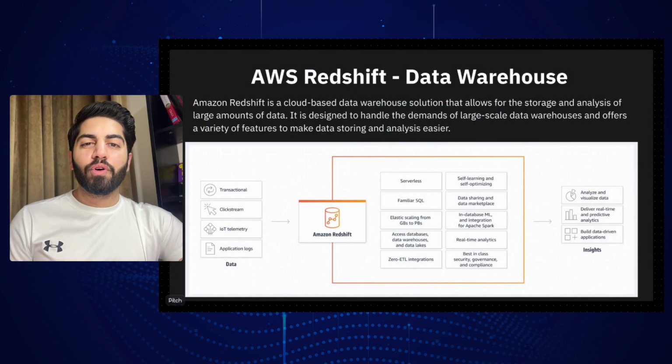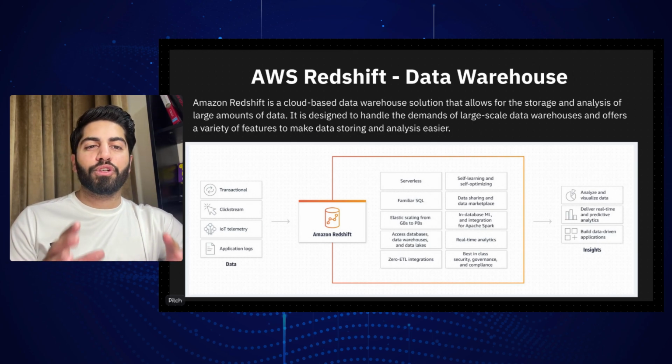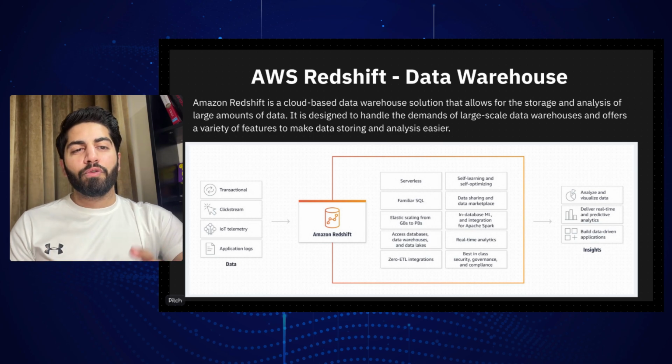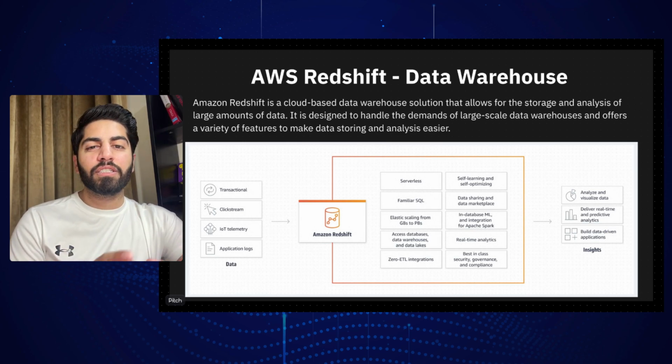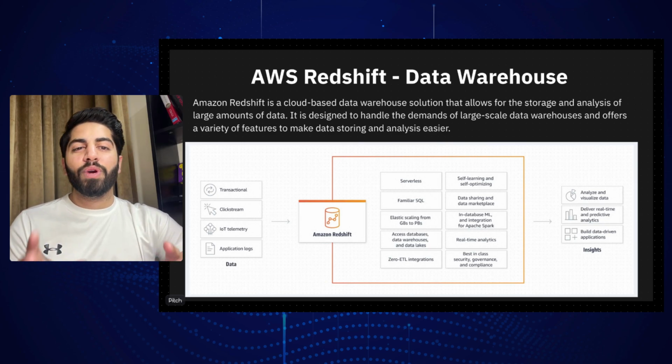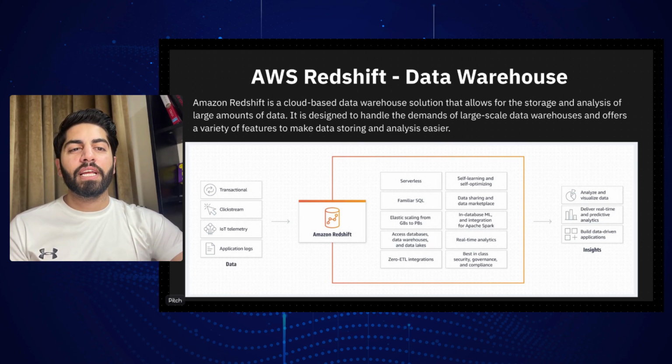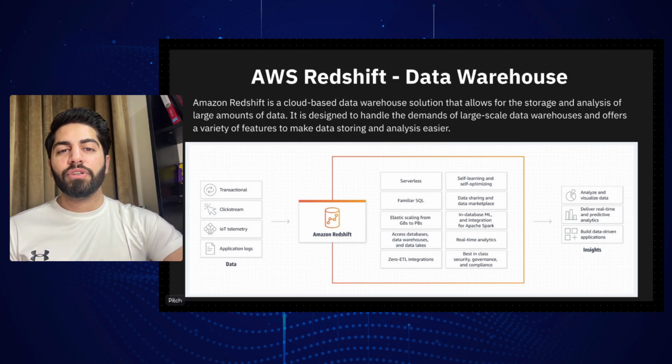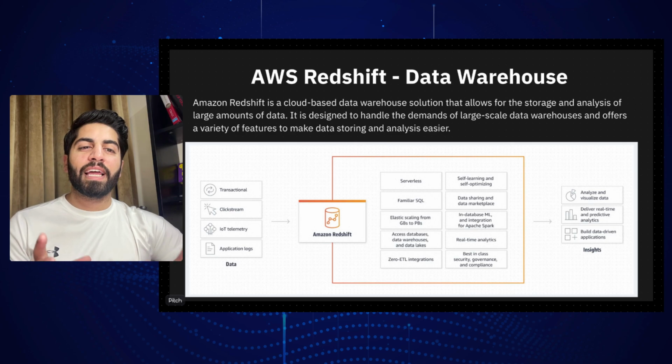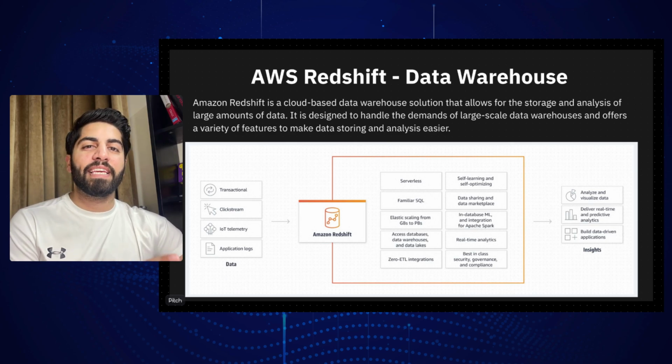So now moving forward to AWS Redshift. Amazon Redshift is a cloud based data warehouse solution that allows for the storage and data analysis of large amounts of data. It is designed to handle the demands of large scale data warehouses and offers a wide variety of features to make data storing and analysis very simple and easy.